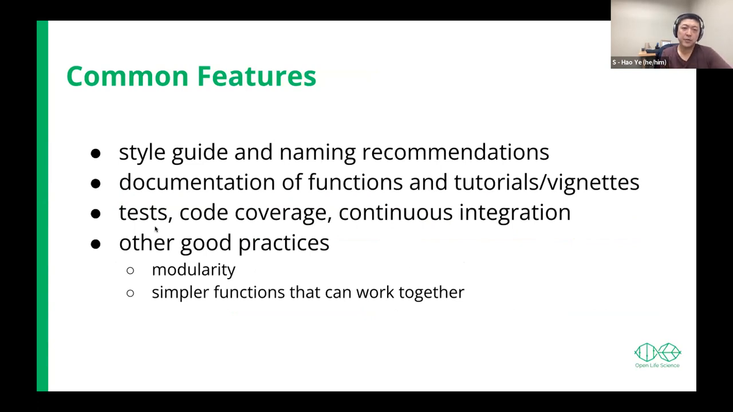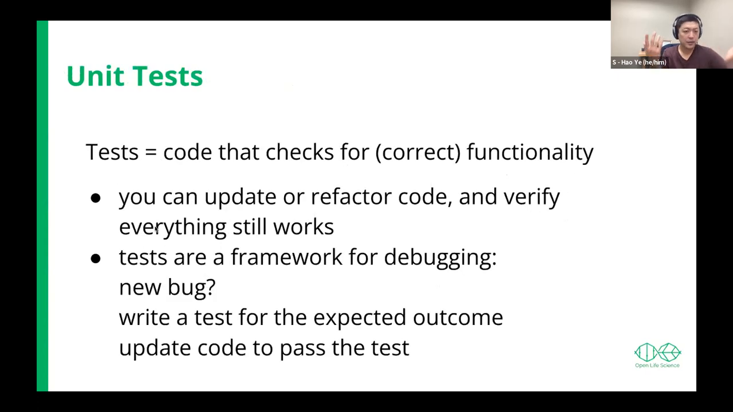Some of those common features that you might see in those development guides are things we've already talked about: style guides and naming recommendations for your code, making sure to document your functions, tutorials and vignettes for how to use the software, tests, code coverage, and continuous integration, and then other general good practices like making sure your code is modular and is based around simple functions that can work together. So yeah, we talked about unit tests already, tests that check for correct functionality of the code.